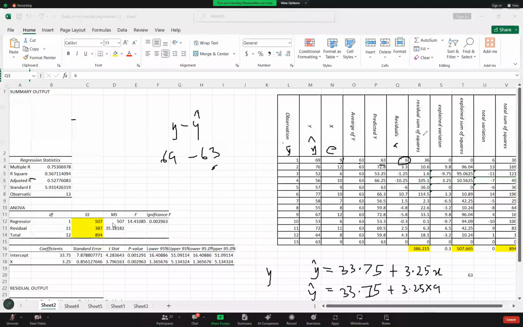Then this is the residual sum of square. Residual sum of square means the square of the residual. That means 6 square. Then this is the explained variation. This is the unexplained variation.